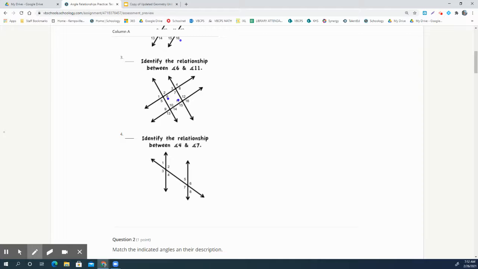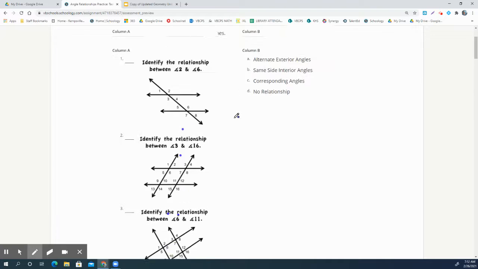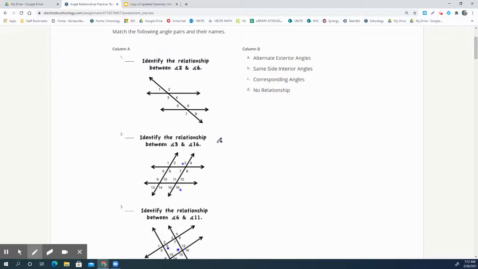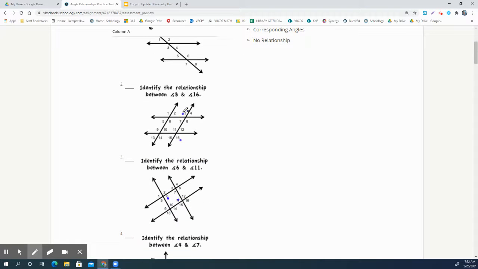No, if you're like, please come open the task cards and let's do these, right? So this is just a homework assignment. It would have been homework yesterday if we hadn't spent so long doing the test and I hadn't had so many technical issues. But I'd like to do it together today. So I want to make sure everybody understands these angle relationships. 3 and 16, you can do it with us. 3 and 16 are alternate exterior.